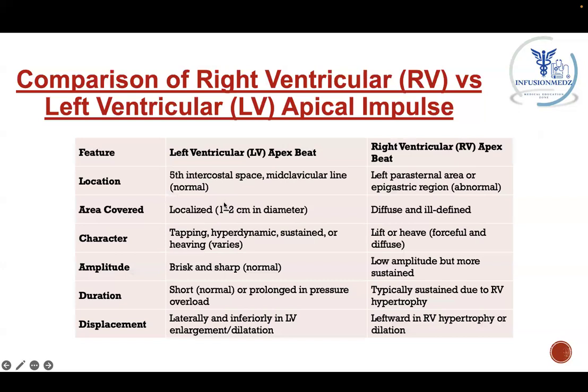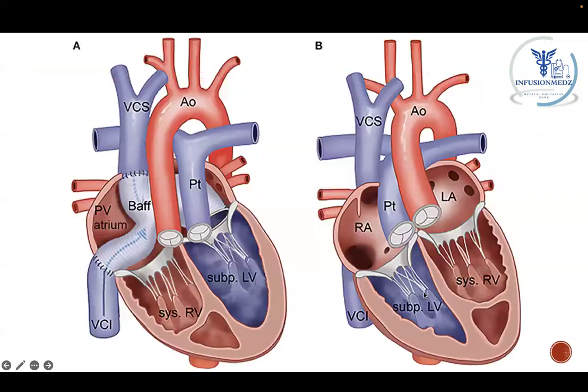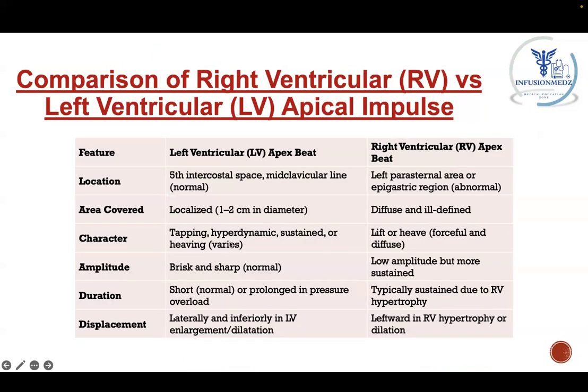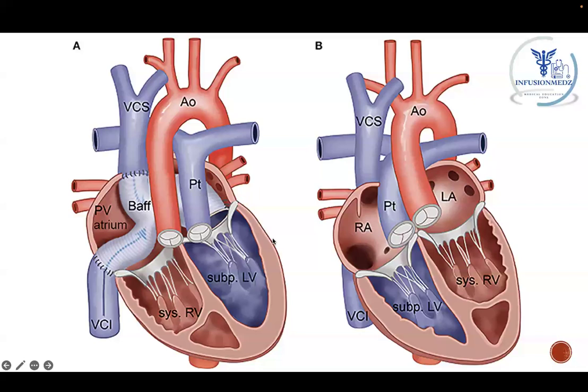And as for duration, the left ventricular apex is usually short, whereas the right ventricular apex is usually sustained because the whole right ventricle is being felt, and that's why it's more sustained. Also, the right ventricular character is heaving or lifting type, whereas the left ventricular apex can be, depending upon the type, either tapping, hyperdynamic, sustained, or heaving type.